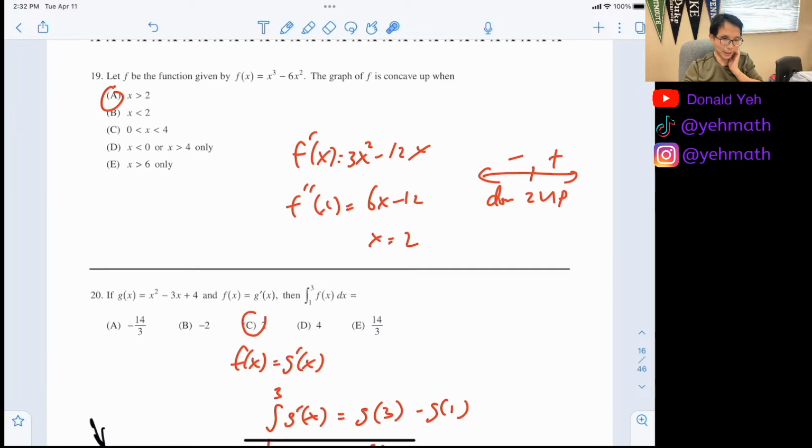19. Take a derivative, number line test, concave up, concave down. Boom, up. Choose the right answer, move on.